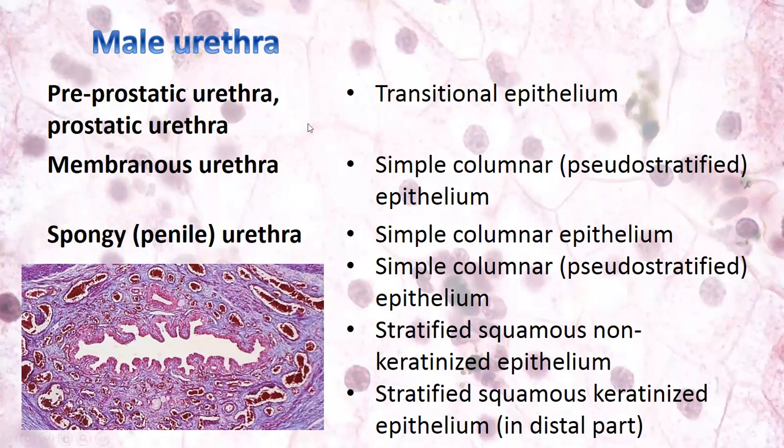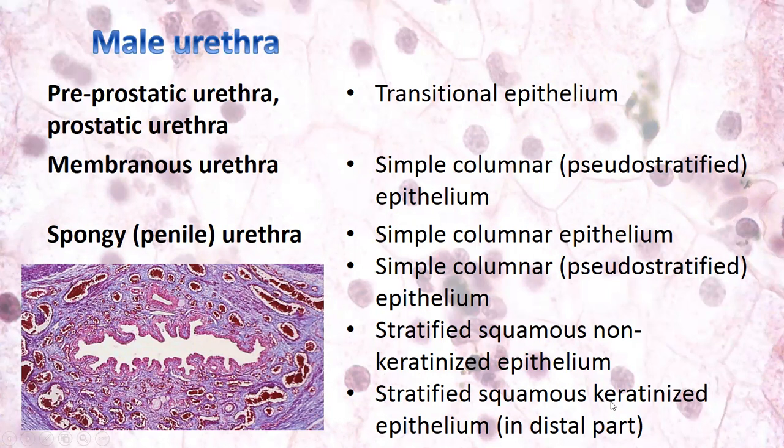Preprostatic and prostatic urethra have transitional epithelium, which is characteristic for the urinary system. After that, there is some transformation of the epithelium of the male urethra. In the membranous part, the epithelium is simple columnar or pseudostratified. In the spongy urethra, the epithelium is first simple columnar, then it becomes simple columnar pseudostratified. After that, it becomes stratified squamous non-keratinized, and after that, it transitions into keratinized epithelium.